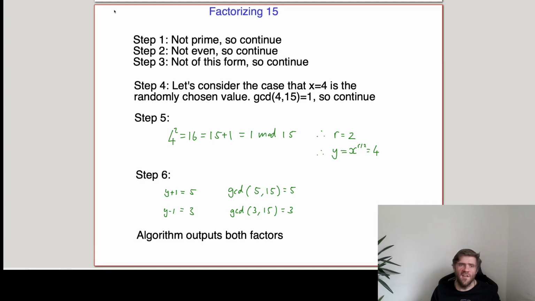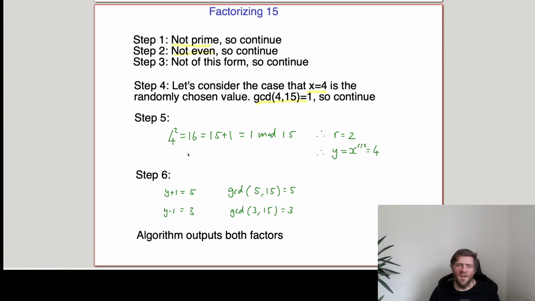Factorizing 15. So step 1, 15 is not prime. Step 2, 15 is not even. Step 3, 15 is not a power of a single distinct prime factor. So we continue. Step 4, let's consider the case that x is equal to 4. So that's our randomly chosen value. The greatest common divisor of 4 and 15 is 1, so they share no factors.